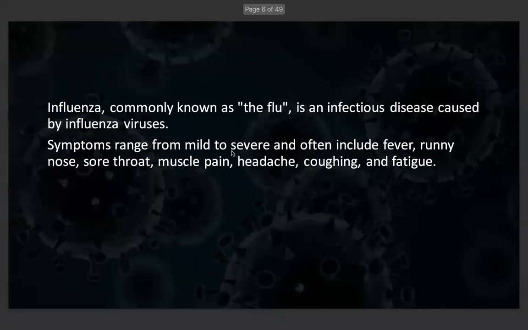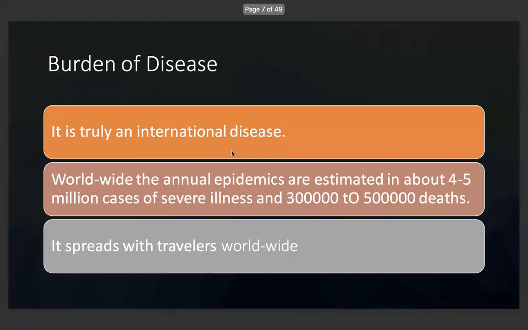Introduction. Influenza, commonly known as the flu, is an infectious disease caused by influenza viruses. Symptoms range from mild to severe and often include fever, running nose, sore throat, muscle pain, headache, coughing, and fatigue. Burden of disease. It is truly an international disease.